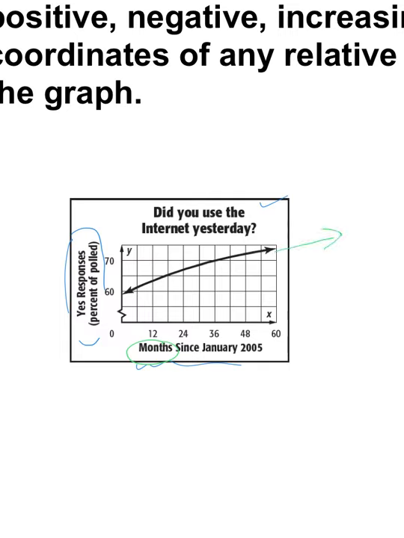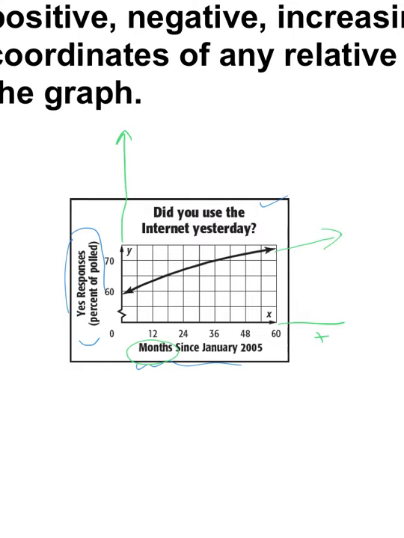Because it only goes months since January. Well, they could do 90 months since January, 100 months. So this number could keep going positive. And then the graph could keep growing that way. So it just expands.